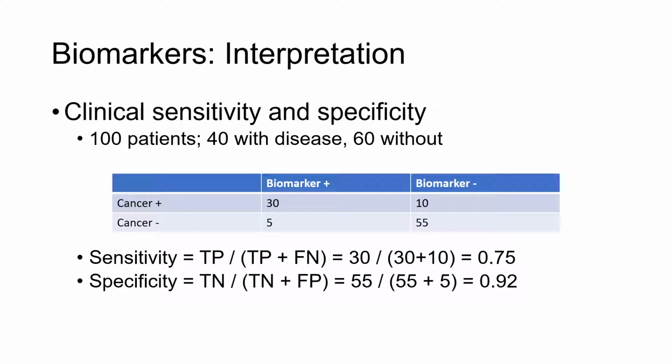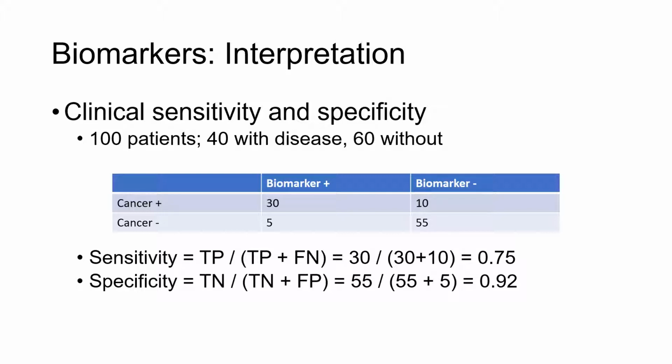Now, we can calculate sensitivity and specificity very easily using a 2x2 table as shown here. If we have a population of 100 patients, 40 with the disease and 60 without, and the test results shown in this table with positive biomarker results on the left, negative biomarker results on the right, patients who are positive for a disease, in this case some cancer in the top row, and patients who are negative for that cancer in the bottom row, we can plug these numbers into the equations for sensitivity and specificity shown at the bottom.